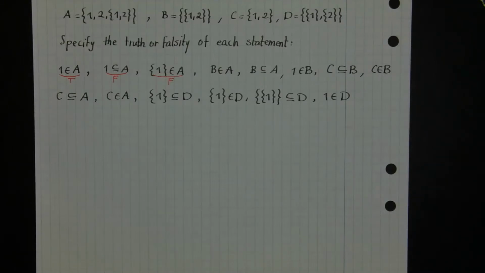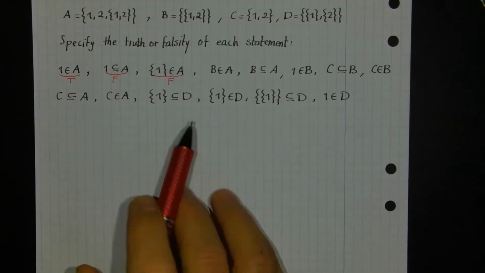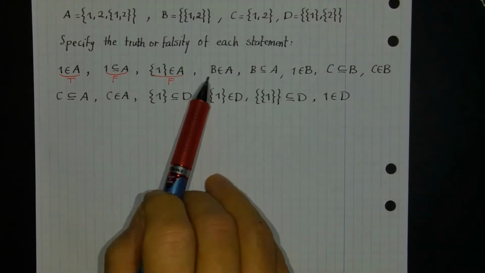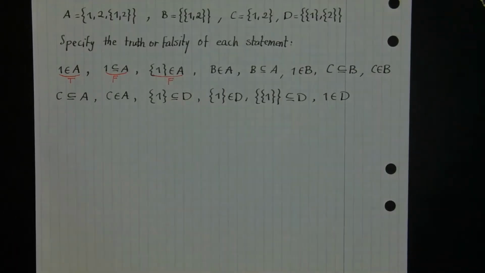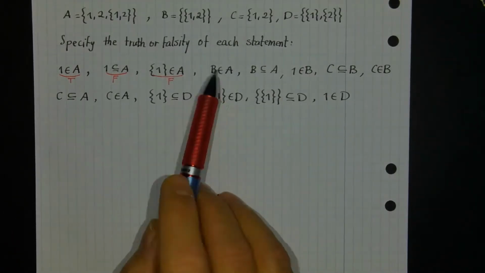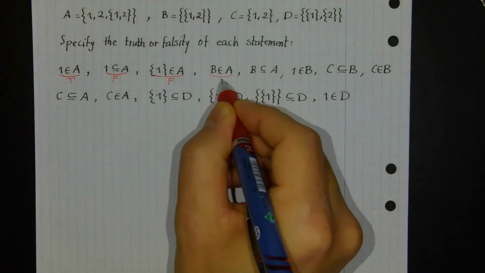Don't have any idea? Okay, so let me mention it. Can you hear me? It's not that hard. That's a false statement. Yeah, that's a false statement. B belongs to A is a false statement.